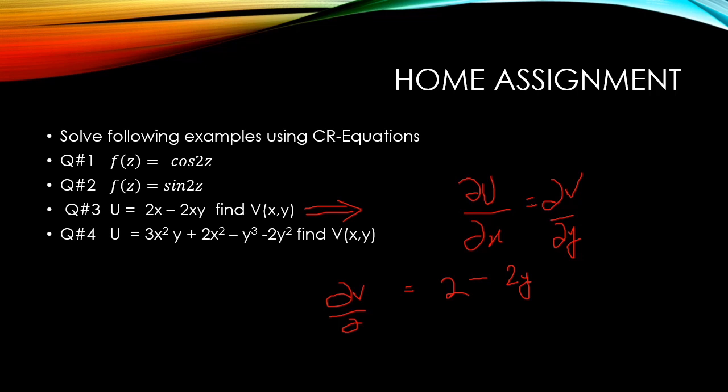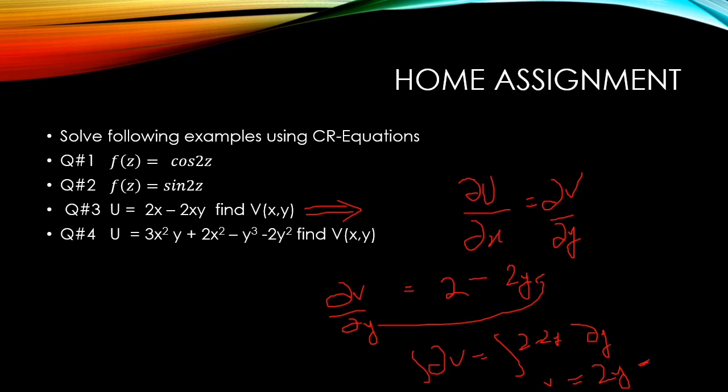So how can we find it? We have to take this ∂y here, so it will become ∂v is equal to (2 minus 2y) ∂y. Now integrating this whole equation with respect to y, we get v equal to 2y minus 2y square by 2, whereas this 2 is cancelled, plus c. So this is the value of v.